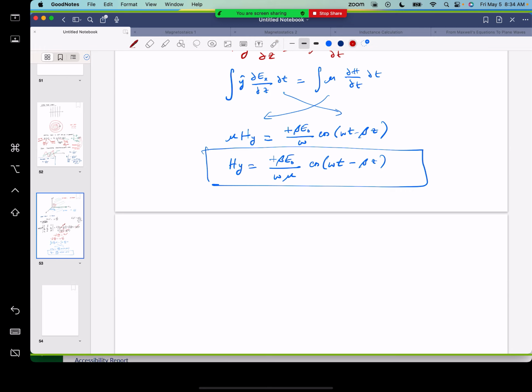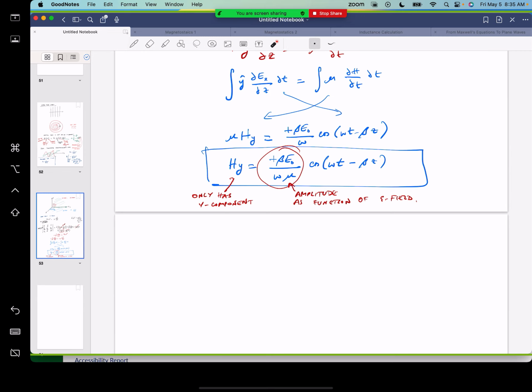I'm going to write some of this stuff down. So the magnetic field only has a y component. And the amplitude as a function of the E field is this value. It has the value of the electric field, it has this beta component, which describes how fast it's moving, and it's got the omega, which is the frequency with respect to time, over the permeability. So it's got these components in it.